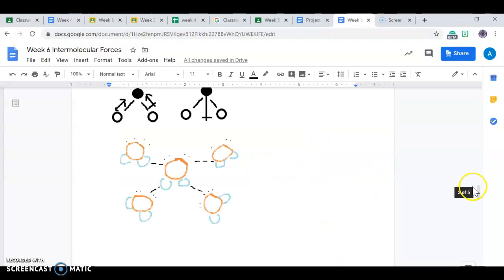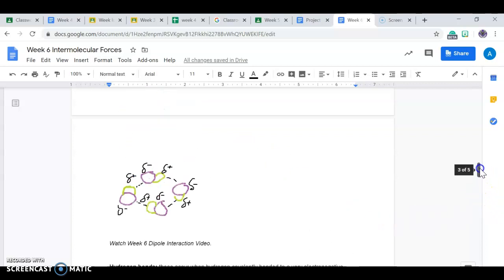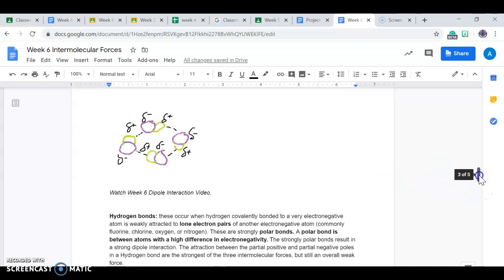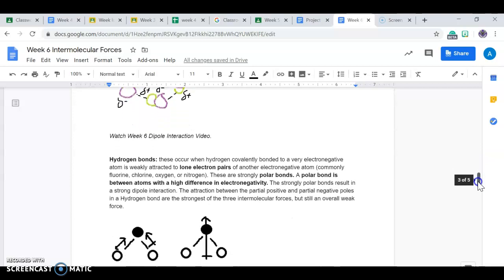And our key identifier is atoms with lone pairs. If they don't have lone pairs, if they're not in this list of atoms, but it's polar, then you're probably looking at dipole interactions. Otherwise, you're looking at hydrogen bonds.